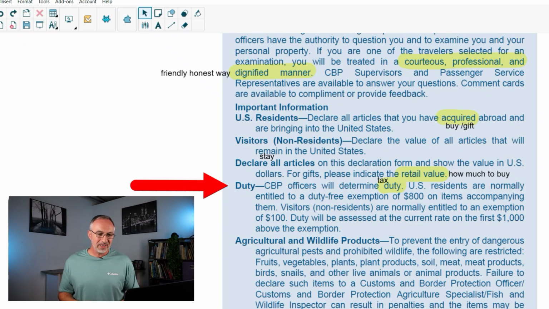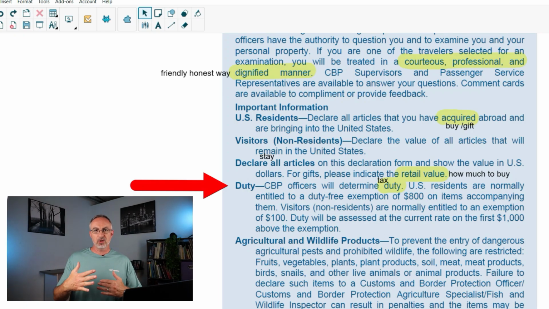US residents are normally entitled to a duty-free exemption. An exemption means that you don't have to pay something. So the exemption, what you don't have to pay, is $800 on items accompanying them. Visitors, non-residents, are normally entitled to an exemption of $100. So the limit for visitors is obviously a lot less than it is for residents. It says duty will be assessed at the current rate on the first $1,000 above the exemption. So you have your exemption, $800, and then the amount of tax they're going to charge you will be calculated on the first $1,000 after either that $800 or the $100.